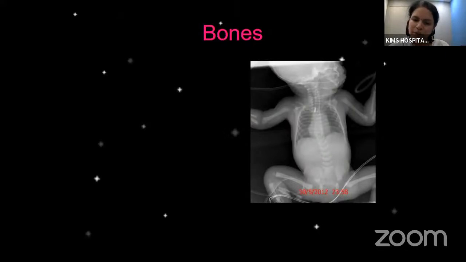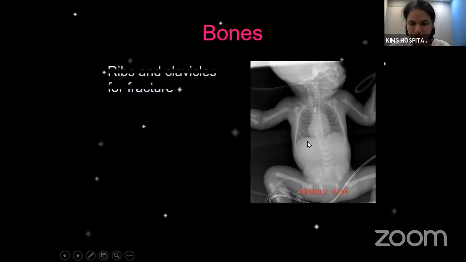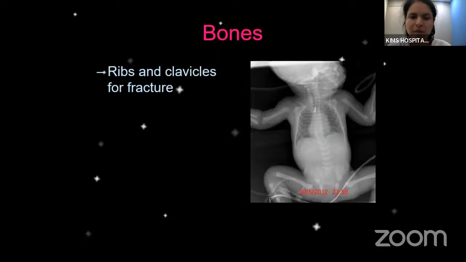Now, moving on further, we comment on the bones, which can be seen in the X-ray. So usually in the chest X-ray, we will be able to visualize the ribs. In an AP film that is typically taken in the newborn, the posterior ends of the ribs are more prominently visible, which are in attachment to the vertebral body. The anterior ends of the ribs would be seen as oblique lines.